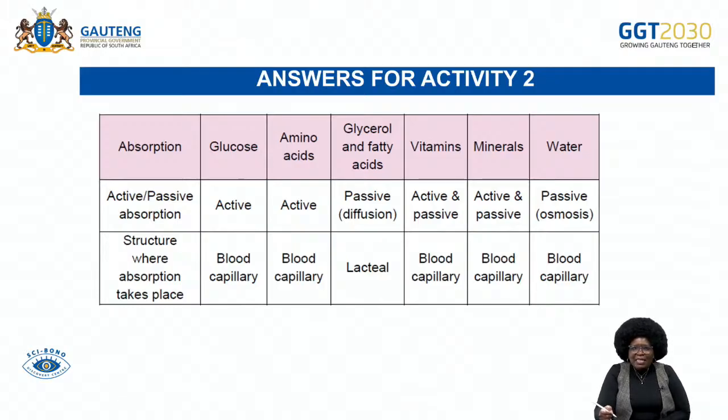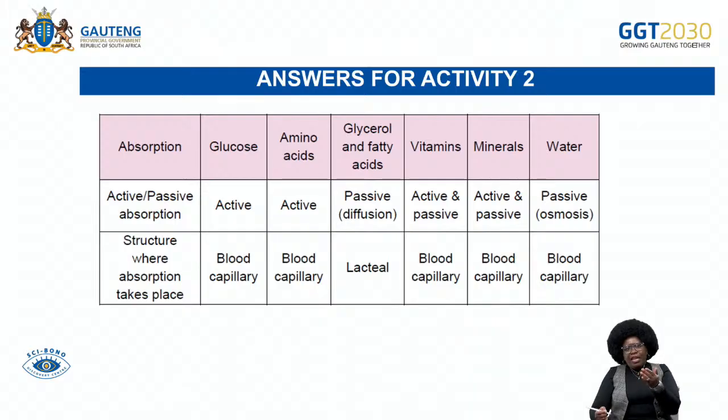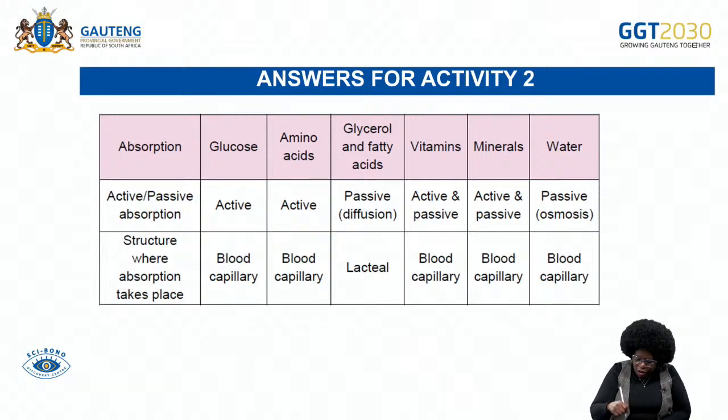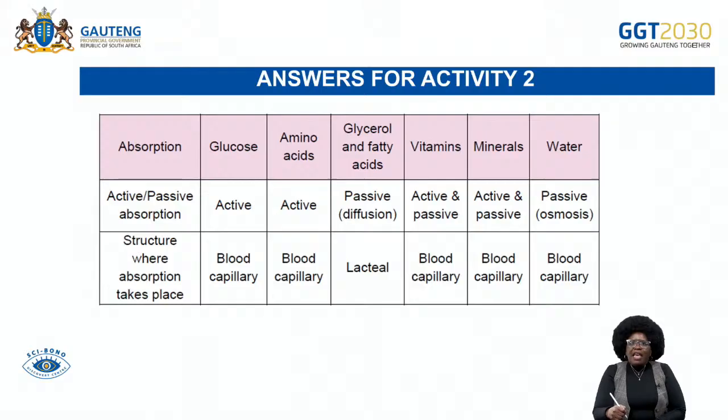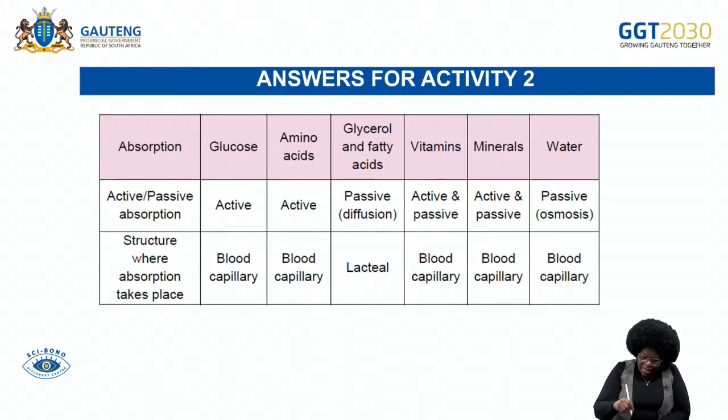capillaries. Blood capillaries. We've got the lacteal system, which comes from the lymphatic vessels, but we've got blood capillaries. So just remember that for glucose and amino acids, both of them are active absorption, and absorption is taking place in the blood capillaries. But if we look at the glycerol and fatty acids, right?